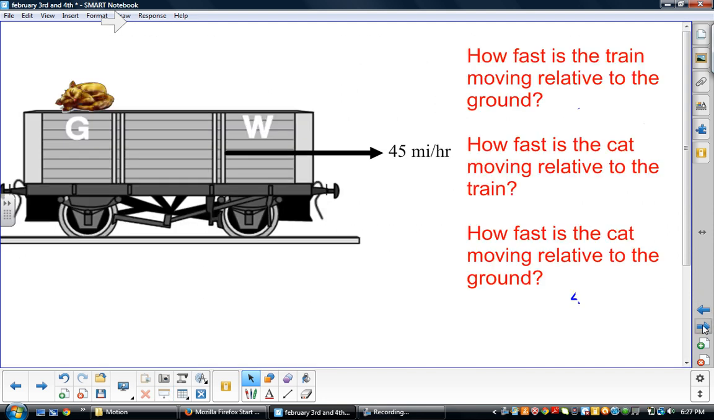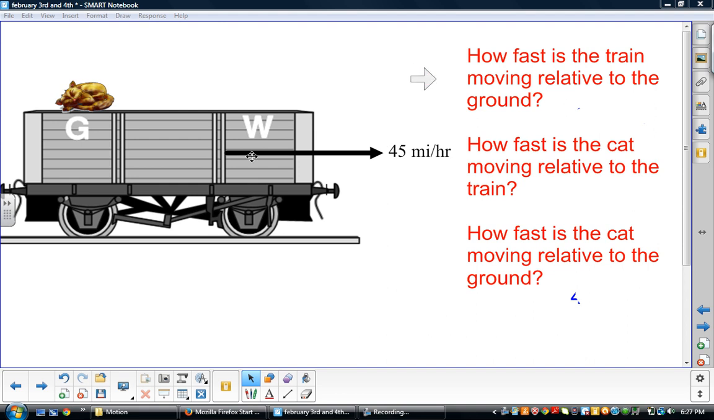Alright, so let's look at a few questions that have to do with this idea of one thing moving relative to another. So over here, I have a train car, and believe it or not, this is a cat and it's asleep on the train car. So there are a couple different questions that we could ask here. One is, how fast is the train moving relative to the ground? So we're talking about the motion of the train, and our reference object is the ground.